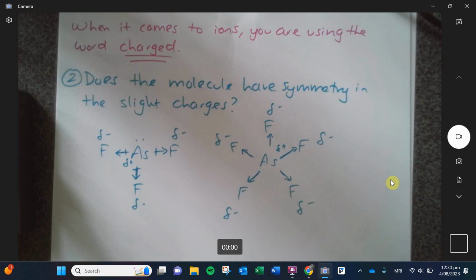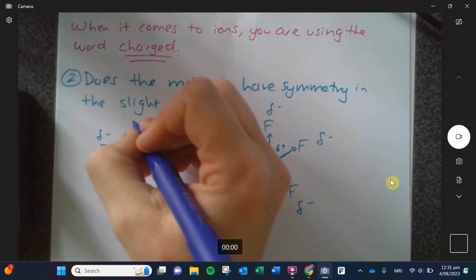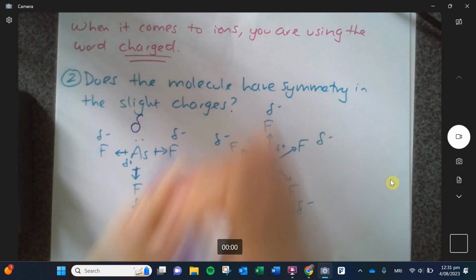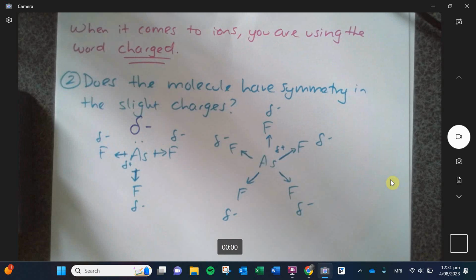All right. Are we okay with that? Next thing to keep in mind when we're looking at electronegativity is lone pairs of electrons, because those lone pairs of electrons are also negative. Keep in mind that those lone pairs of electrons are slightly more negative than the fluorine. So I'm going to draw this as a bigger slight negative. The lone pair also has regions of negativity.